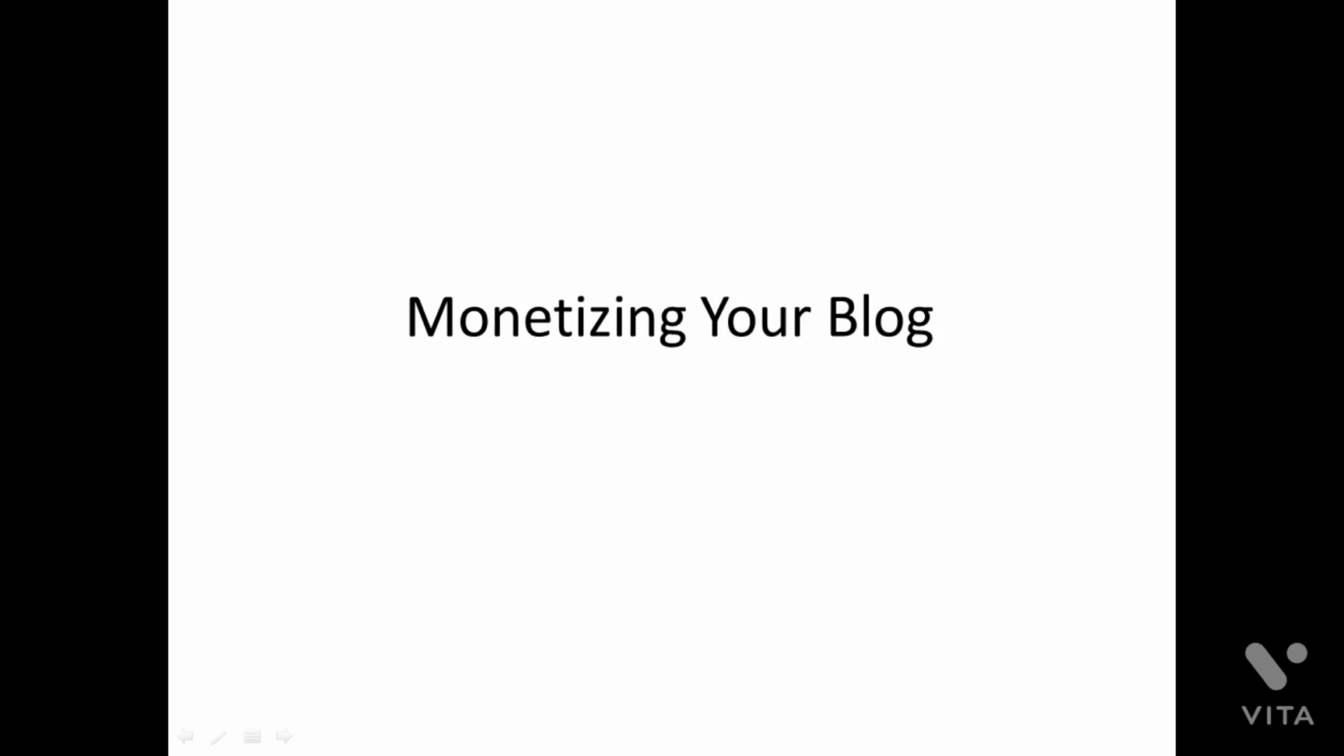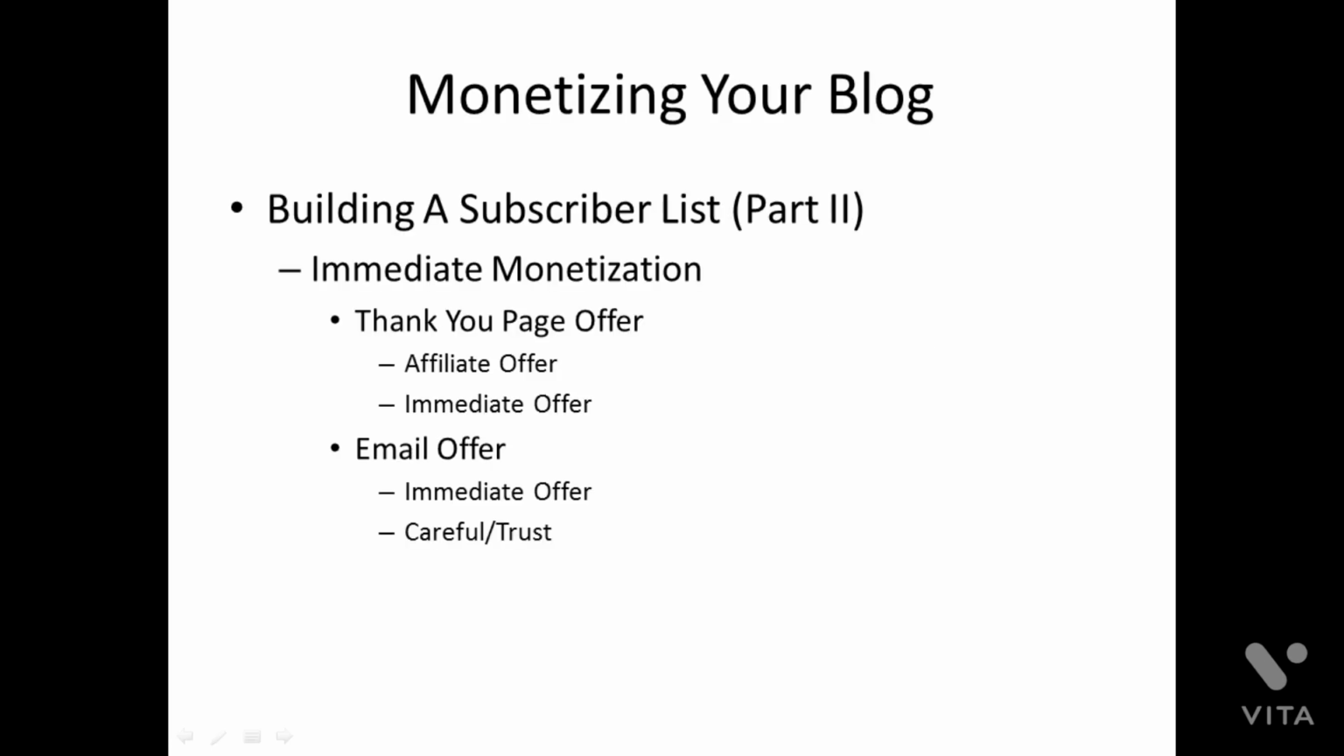Okay, in this video we're going to be talking about immediate monetization of your subscriber list. Now, we've already talked about the fact that you're going to want to have an autoresponder where you have people opting in to get something very special and immediate, and beneficial and important to them in order to get their names and email addresses so that you can email them later.